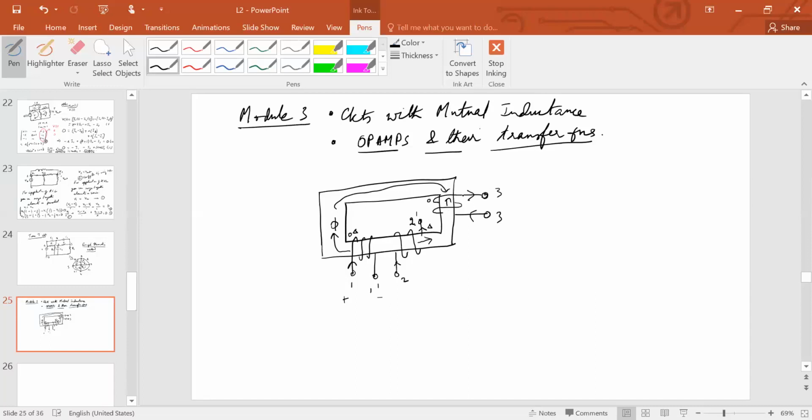Maybe if you pass a current through this, you call this the positive terminal, then you'll see that the resultant flux will be in this direction. And in order to oppose that flux, this coil has to send a flux in this direction, to the right. And in order to do that, the direction of the flux, the polarity.